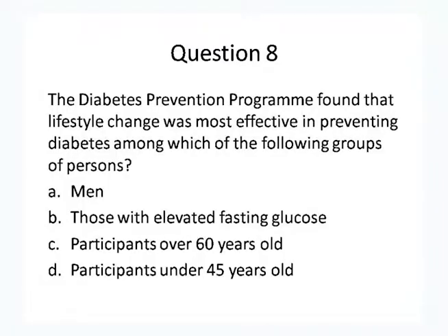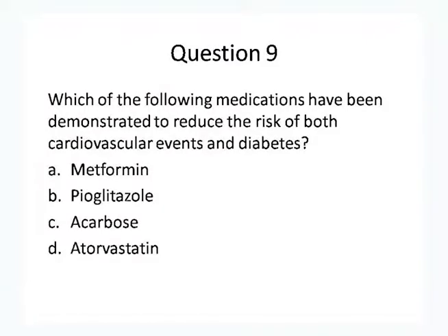The diabetes prevention program found lifestyle is most effective in which group of persons? The participants over 60. That's important. So lifestyle was more helpful in the older persons. Which of the following medications have reduced the risk of both cardiovascular events and diabetes?